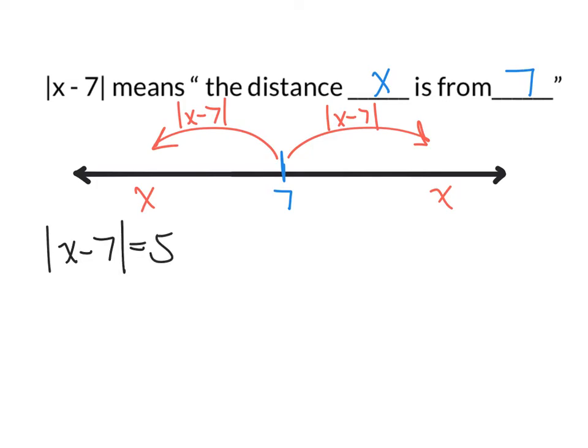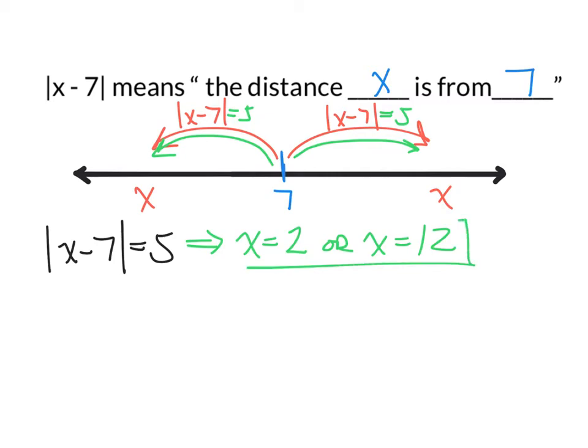Because if that distance is 5 units, if that absolute value is 5, we're either going to go 5 units to the left or 5 units to the right. And if I were to count 5 units to the left, well, that would mean that x would have to be 2. And if I were to go 5 units to the right, that would mean that x would have to be 12. And there are our two solutions. I hope you're noticing that when we're solving absolute value equations, we keep getting two different solutions for our answer.